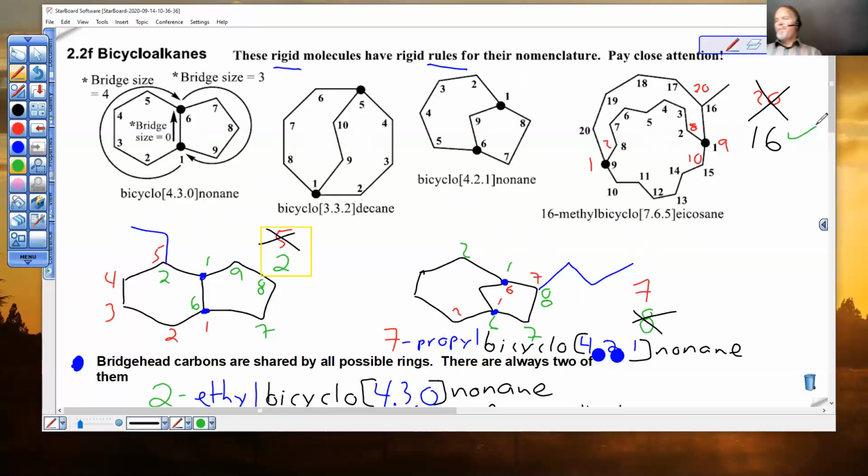And if I put 2 groups on these things, you would know how to do cis and trans, because that's just the wedges and dashes, okay? So please look at nomenclature over the next couple days and get into the rest of chapter 2. Try to have it read by Wednesday.